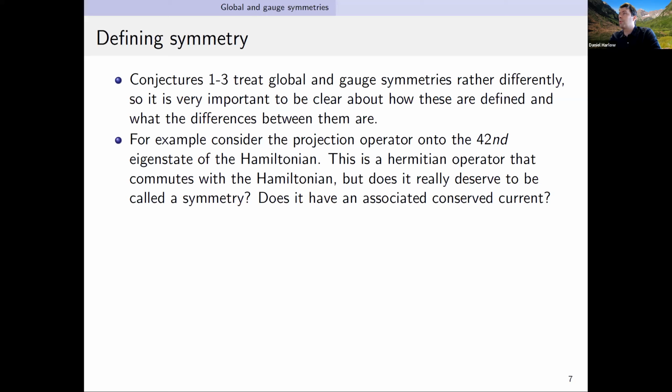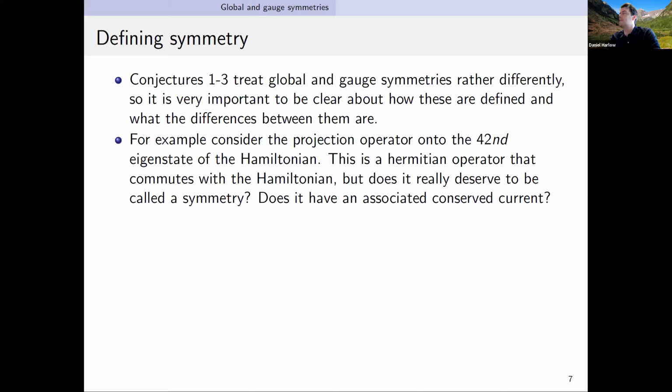So that projection operator is a Hermitian operator and it commutes with the Hamiltonian. So by the undergraduate definition of symmetry in quantum mechanics, it's a symmetry, right? It's an operator that commutes with the Hamiltonian. That's a Hermitian operator. You can exponentiate it to get a unitary operator.